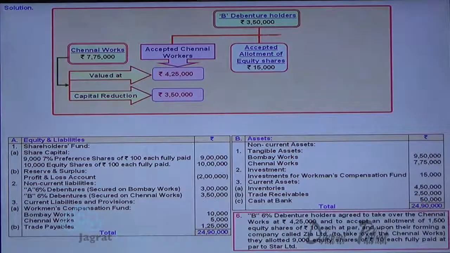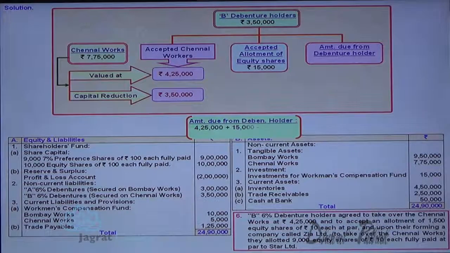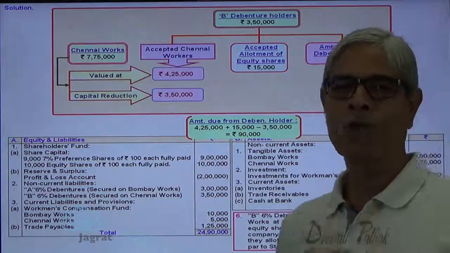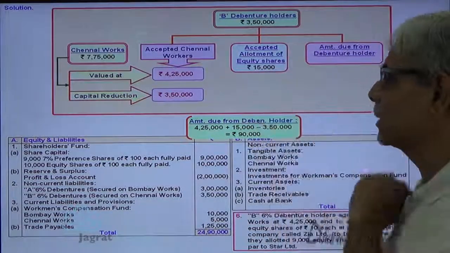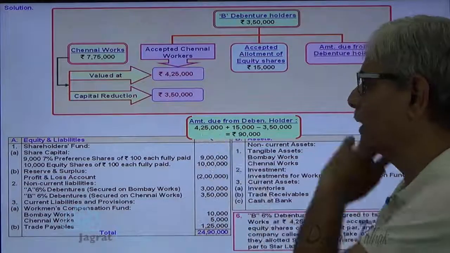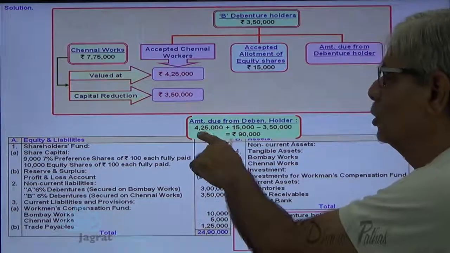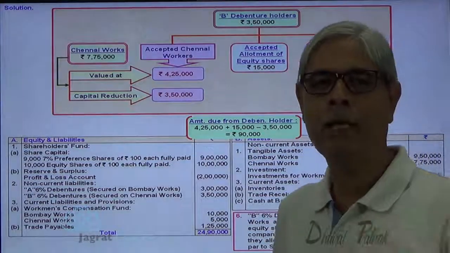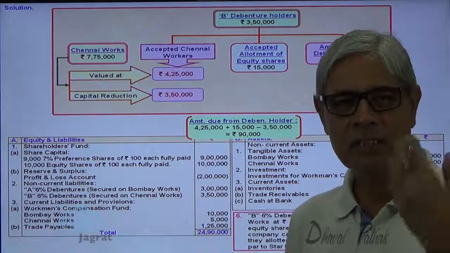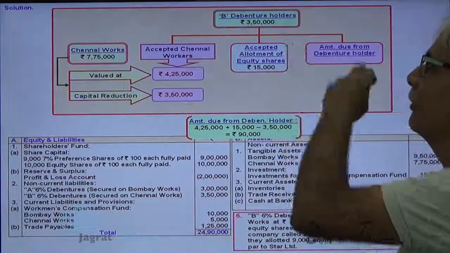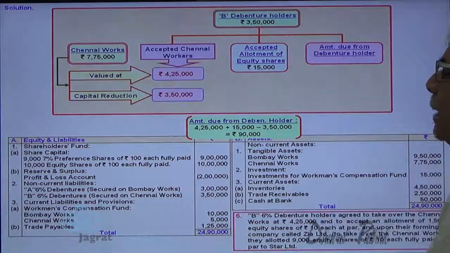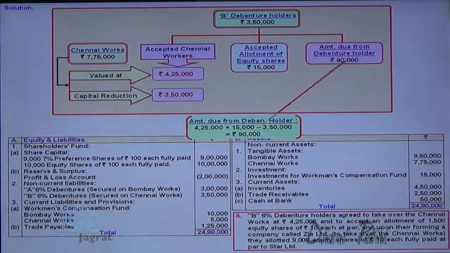So amount due from debenture holders is how much? I have given Chennai Works 4,25,000, that is recoverable. I have allotted shares of 15,000, that is also recoverable. So 4,25,000 plus 15,000, so 4,40,000 rupees are recoverable. Against that, my obligation towards debenture holders to pay them is 3,50,000. So my obligation is deducted. So amount due from debenture holders is 90,000.